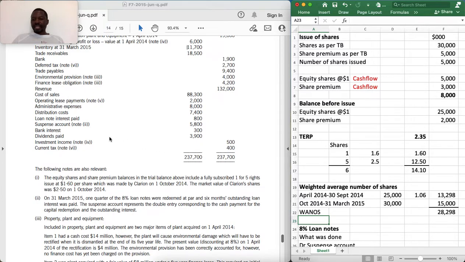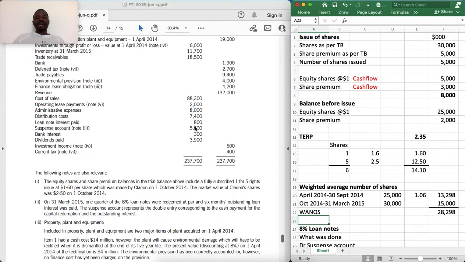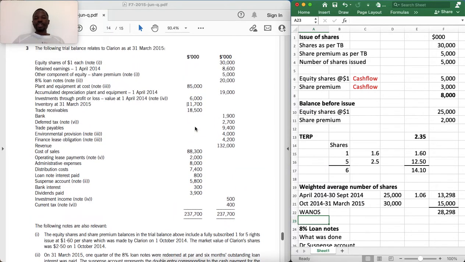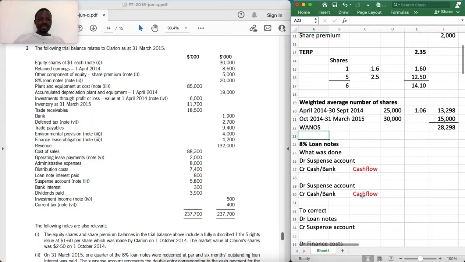Now, the suspense is 5,800. We are told that 1/4 of the loan note was redeemed. The loan note is 20,000. So 1/4 of it was redeemed. So okay, what was done? The person credited bank by 1/4, 20,000 divided by 4. Then the accountant did not know where to put the debit balance, so he debited the suspense by 5,000.